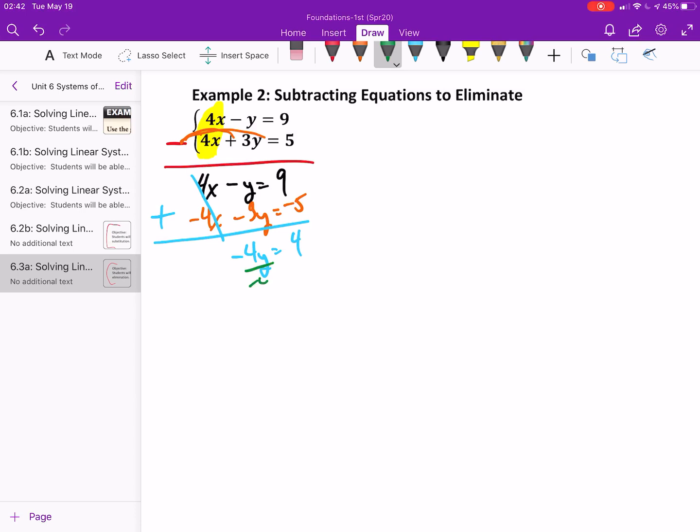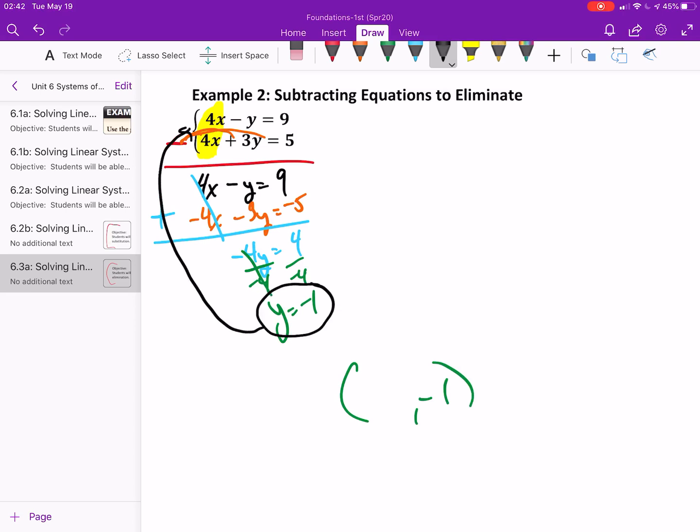We'll divide both sides by the negative 4. And we get y is equal to negative 1. And so my ordered pair, the y value is negative 1. We're going to take this, come back to one of the originals. I'm going to plug into the first equation here. And so I'm going to get 4x minus negative 1 is equal to 9.